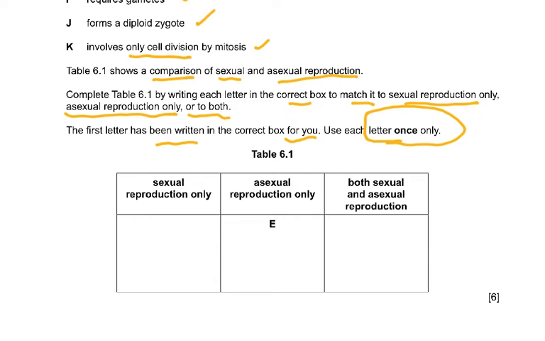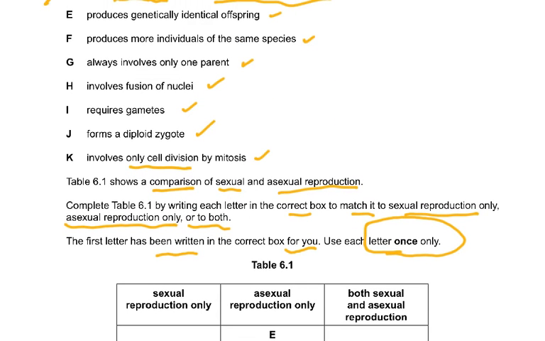So you have to understand that this is for 6 marks, so there are going to be 6 correct answers to this. So this is how. Sexual reproduction only will be H, I, and J. So for sexual reproduction, we will write H, I, and J.